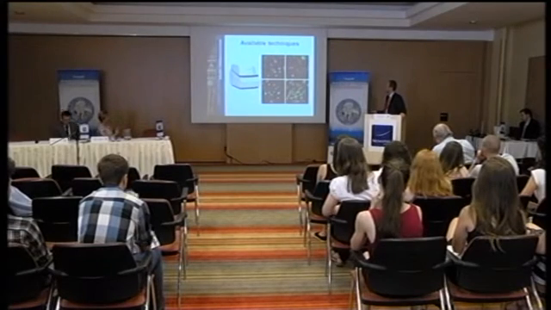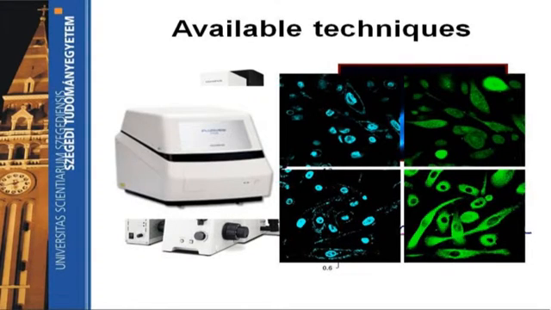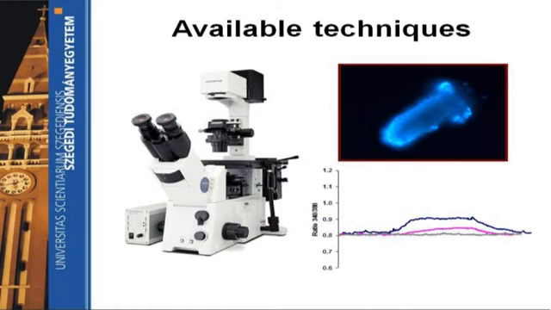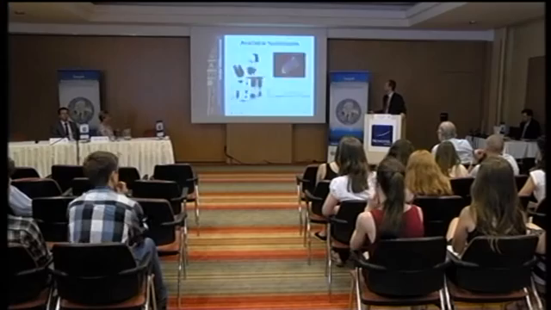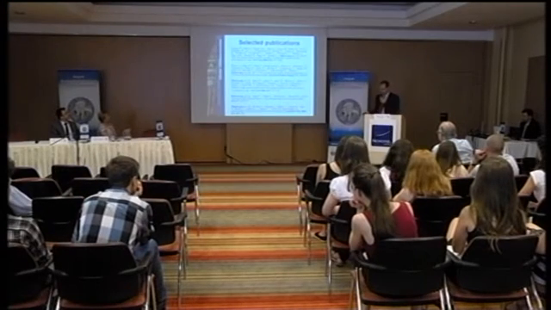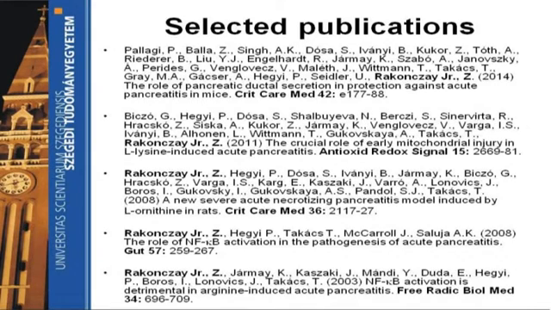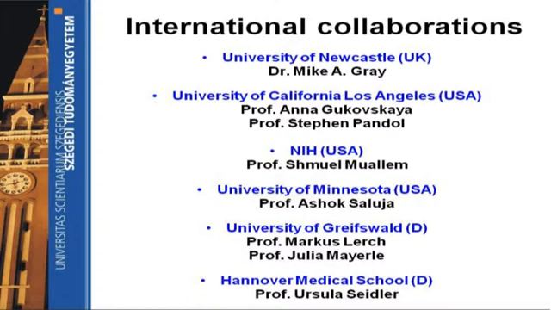I think you've already seen some confocal images before. We also have a confocal microscope, and the activities of the transporters that I mentioned are measured using this inverted microscope, and using fluorescent dyes we can measure hydrogen concentration, chloride concentration, and calcium concentration inside the cells. Here are some of our selected publications, and we have a wide range of collaborators throughout the world, especially in the UK, the US, and also Germany.